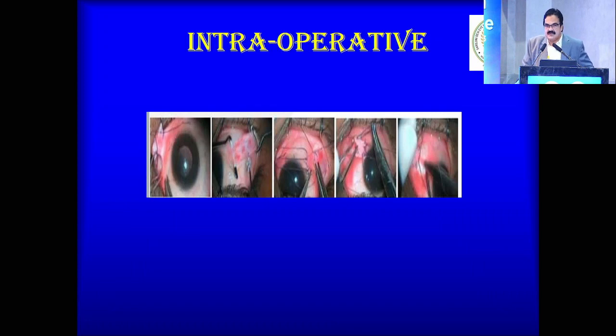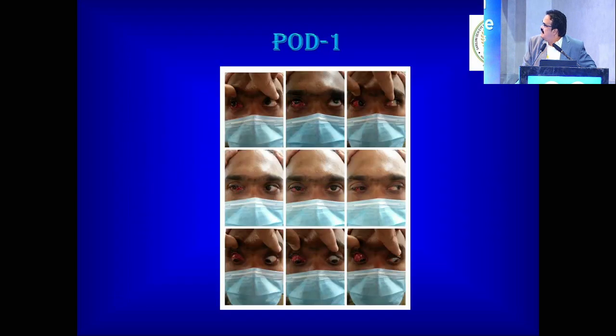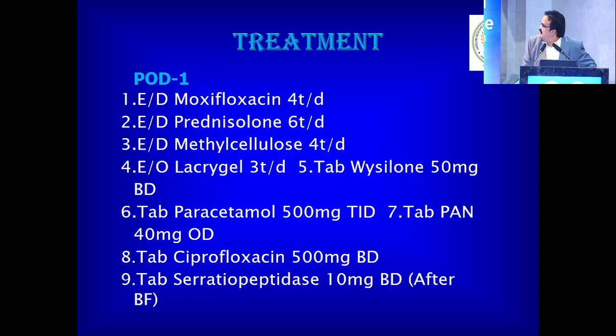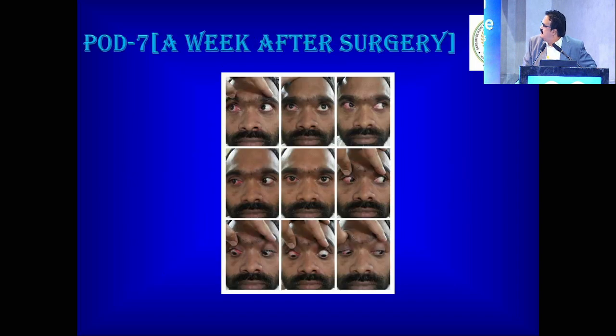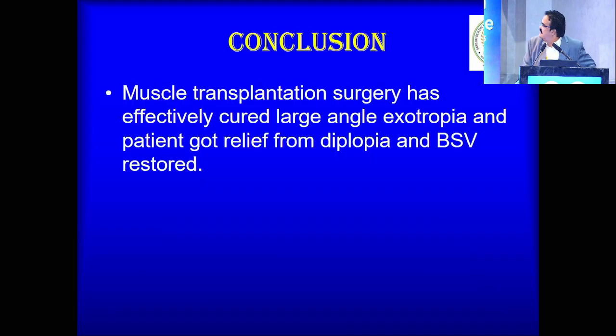So these pictures show the intraoperative images. And then postoperatively, you can notice we achieved orthotropia and the patient was relieved of double vision, and the head posture problem also got relieved. So this was at the end of 1 week, and at the end of 6 months, you can see nicely, up to date also, he is maintaining the ortho, and there are no complaints of double vision.